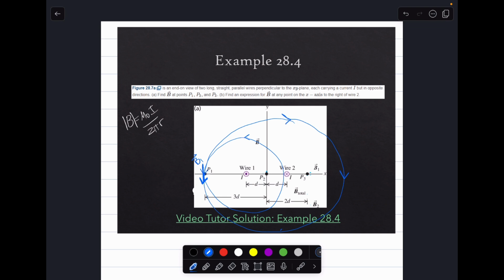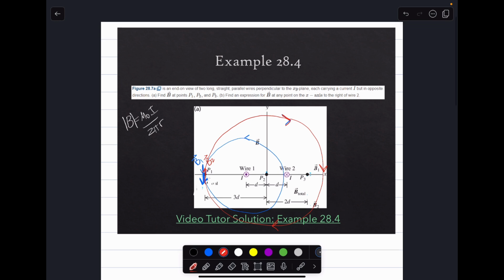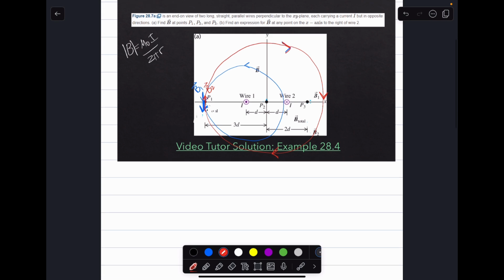So if we draw our clockwise arrows, you can see that when we get to P1, I'll draw it another color too. Our magnetic field is pointing up. That's the magnetic field due to wire 2. Let me draw that circle again in red. Okay, so the directionality is clockwise, right? So you can see if we follow the clockwise pattern, by the time we get to P1, we're pointing up. So we know our directions of the vectors.